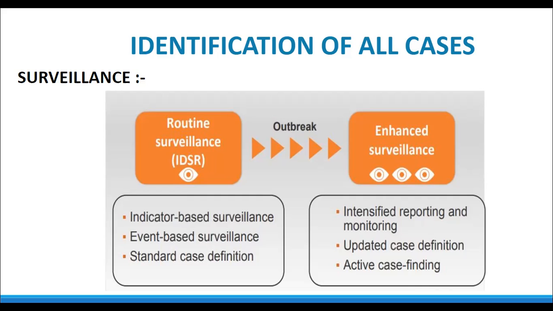We have discussed about them earlier. Then if an outbreak occurs, then we have to enhance the surveillance. So enhanced surveillance is collection of data above that collected for routine surveillance, generally at a patient level and often to design or evaluate an intervention or to aid control of more important health hazards. So in this, we have to do intensified reporting and monitoring. So any loopholes in the case definition should be corrected, updated case definition, then active case finding.